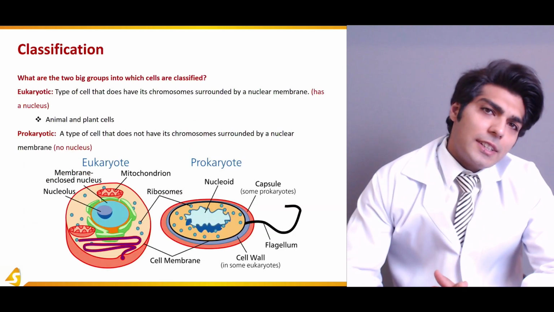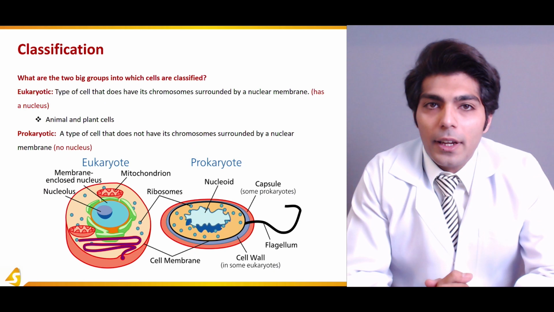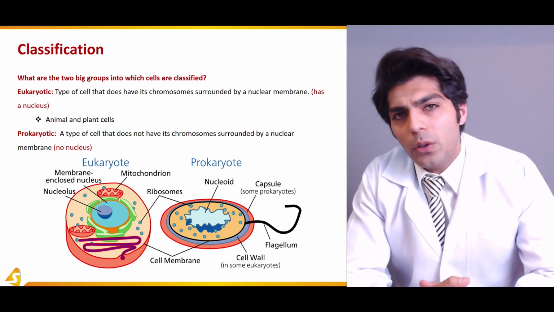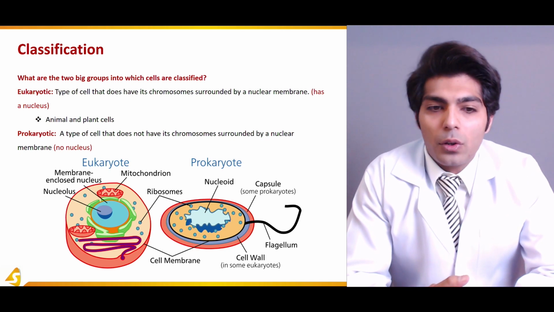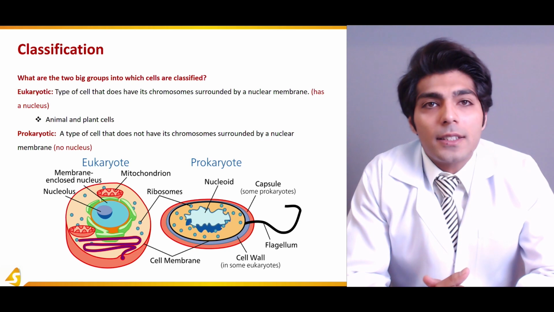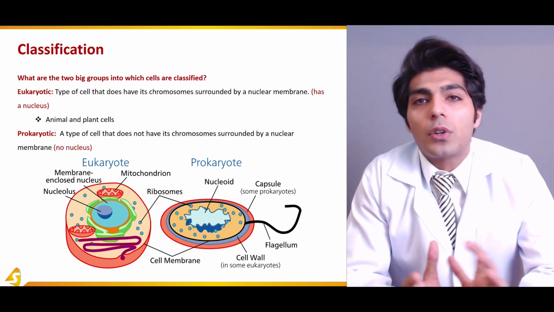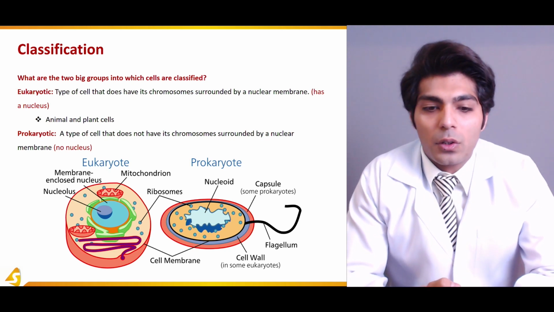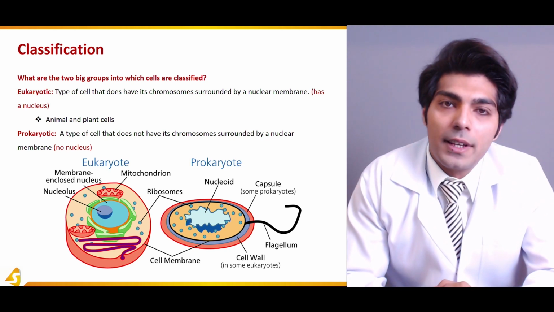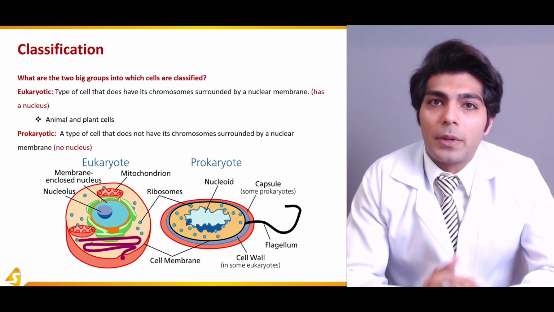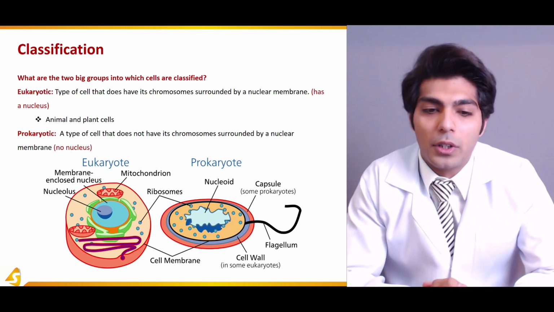So cells can be classified into two types. One is eukaryotic and the other one is prokaryotic. A eukaryotic cell has its chromosomes surrounded by a nuclear membrane, and it possesses a nucleus. So replication of cells and generation of new cells is controlled by the control center of the cell, that is the nucleus.